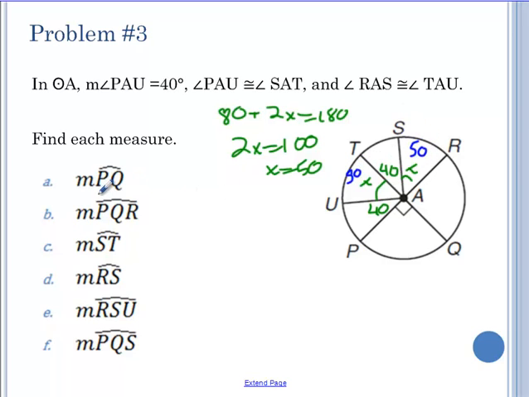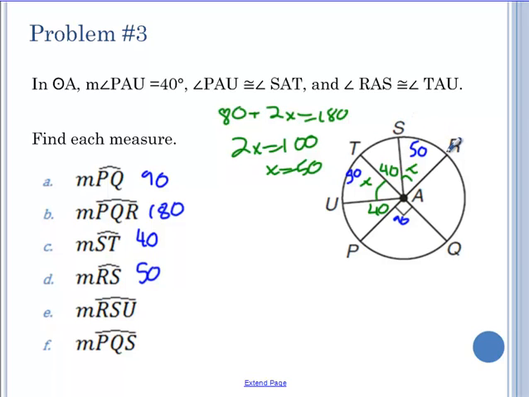So, measure of arc PQ, it's across from a right angle, that's 90, which means that arc is also 90. PQR forms a straight line, that's 180 degrees. ST, since the angle's 40, the arc is 40. RS, since the angle's 50, arc is 50.